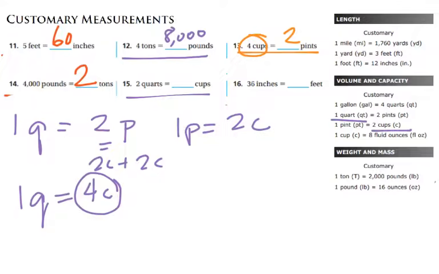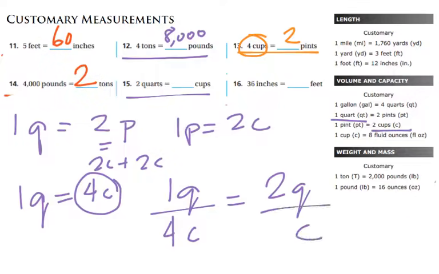Can I also do this as a fraction? I sure can. 1 quart over 4 cups equals 2 quarts over how many cups? Well, to get from 1 to 2, I have to multiply by 2. So I'd multiply my 4 cups times 2, which equals 8 cups. All right, let's make sure we get that down.